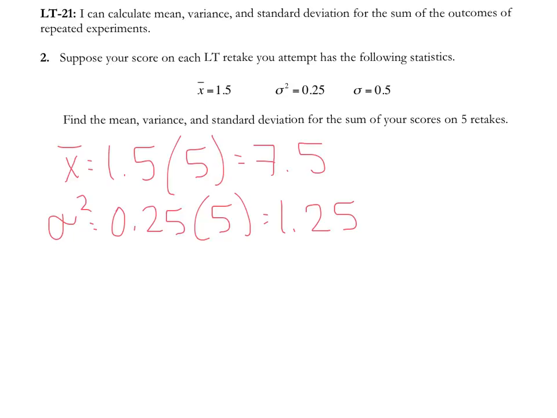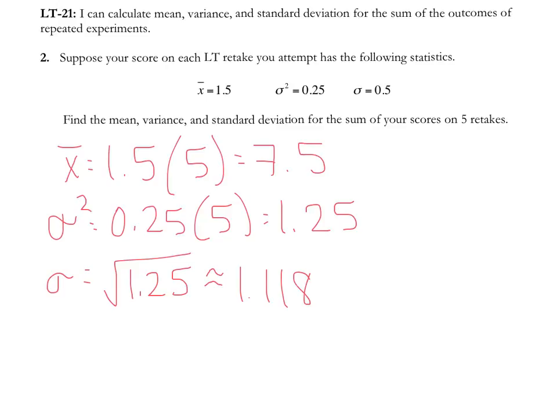Now you cannot do this with the standard deviation. You cannot take your standard deviation 0.5 and multiply it by 5. What you need to do instead is take the variance that you just calculated and take the square root. So we're going to take the square root of 1.25. And we're going to get about 1.118.